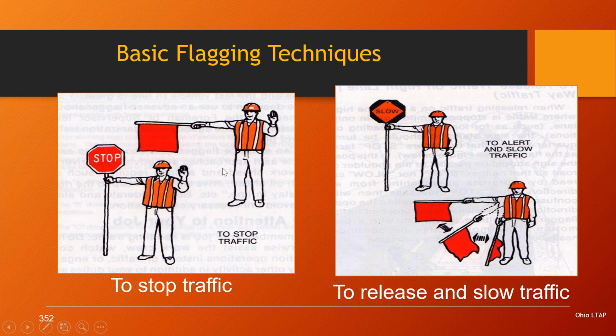They also show how to properly do that with a red flag. You're pointing the flag straight out with the flag hanging down. It's usually a weighted flag, so it doesn't wave much in the wind. And you're raising your left hand, the palm facing the motorist. And then to release and slow traffic, we turn the stop paddle around to slow.